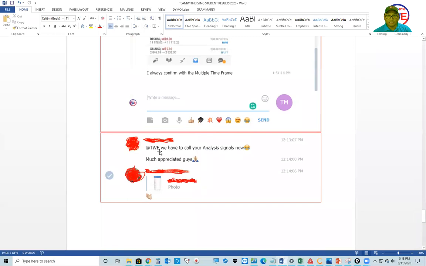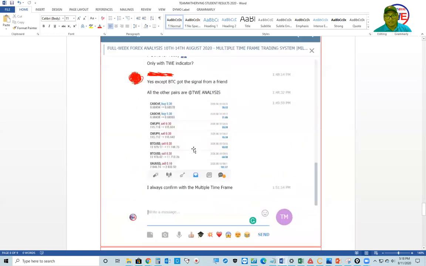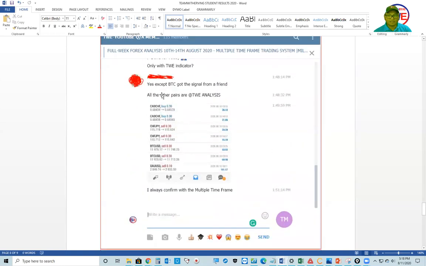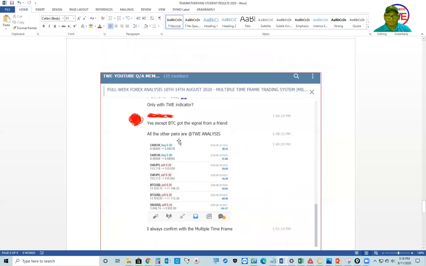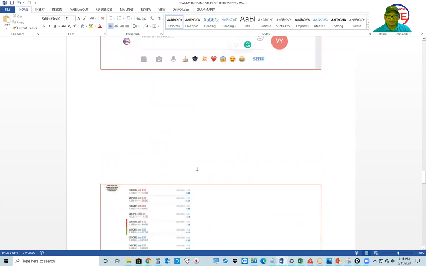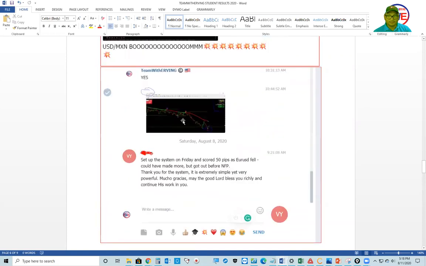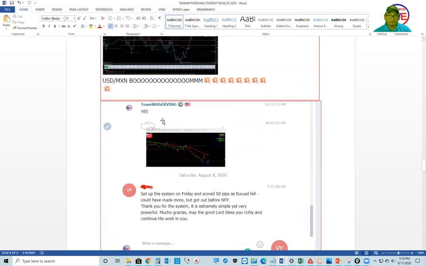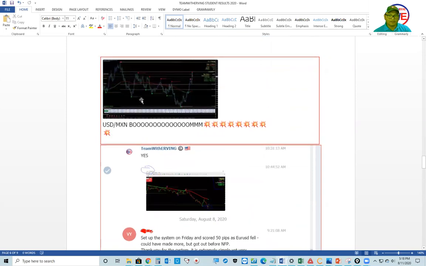Look at this other one. TWE, TeamWithERVING. We have a call for your analysis signal. Boom, boom, much appreciated. Look at how happy these guys are, guys. So freaking happy. More money, more money, more money. Look at this one. This is our system. Look at that. This is my favorite pair, and now this trader loves this pair. This pair, USD peso, is paying for the renovation of my house.